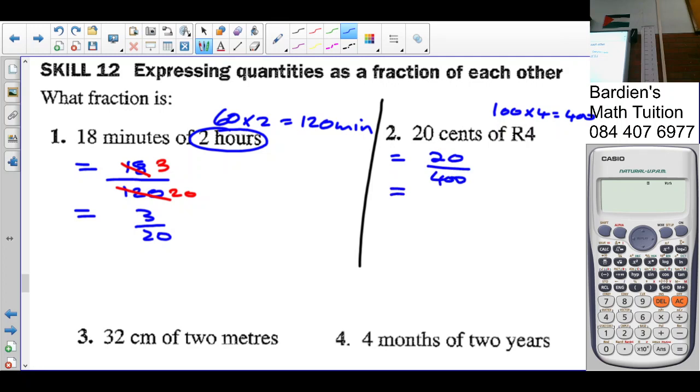So what number goes into 20 and into 400 without remainder? 20. 20 goes into 20 once, 20 goes into 400? She's right. And the answer is 20. Because 20 goes into 40 twice, and that's 0 remaining. So 20 is correct. So what is your answer? 1 over 20. Okay.